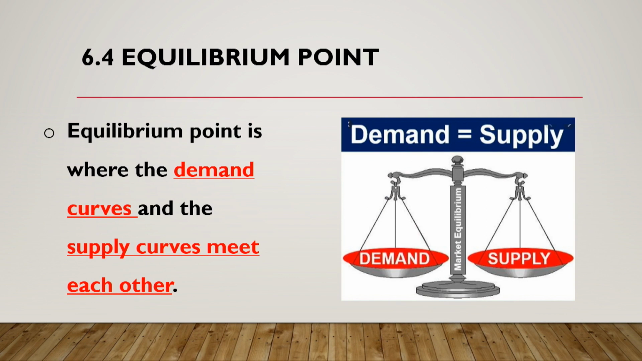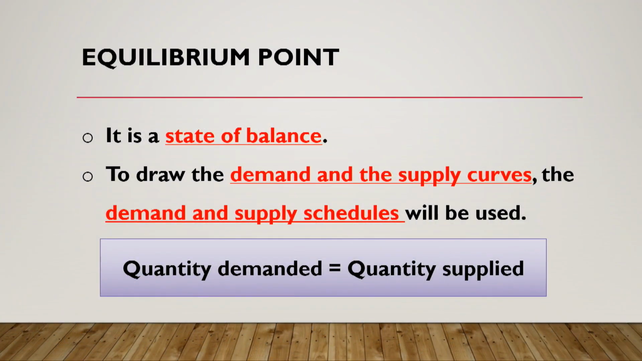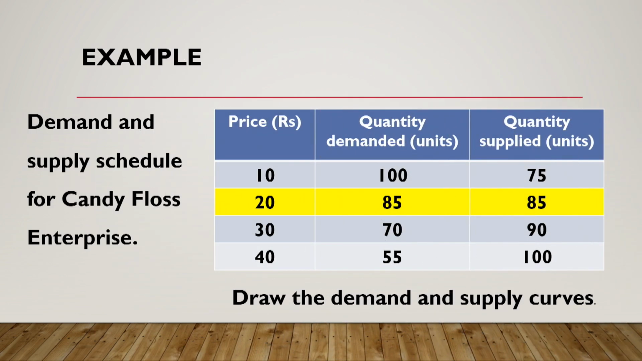Equilibrium point. What is equilibrium point? Equilibrium point is where the demand curve and the supply curve meet each other. It is a state of balance. To draw the demand and the supply curves, the demand and the supply schedules will be used. Quantity demanded will be equal to quantity supplied. Let us see an example of how to draw the demand and the supply curves to show the equilibrium point.